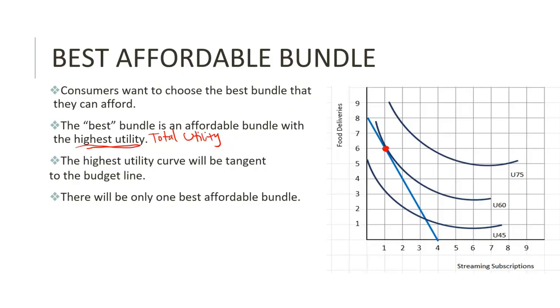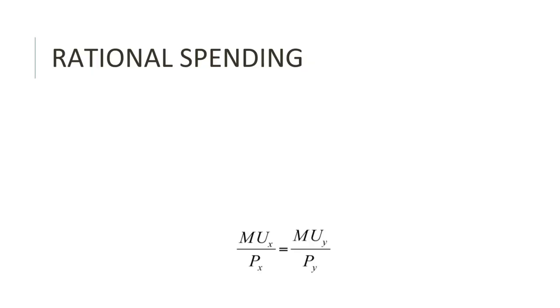There will only be one best affordable bundle. So we're going to have lots of affordable bundles. Bundle means combination. So in this graph, we have food deliveries and streaming subscriptions. So the best affordable bundle is, in this case, 6 food deliveries and 1 streaming subscription, right? So it's the best combination. There's only going to be one. There's only going to be one with that highest total, and everything else is going to have less total utility.